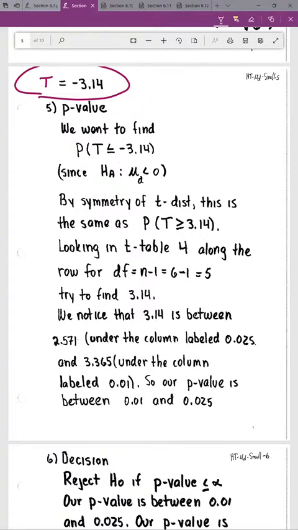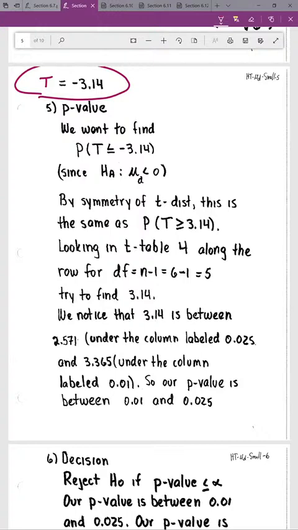So by our symmetry of the t distribution, this is going to be the same as the probability of t being greater than 3.14. So by looking at our t table along our row for our degrees of freedom n minus 1, which is equal to 6 minus 1, which equals 5, we're going to try to find 3.14. Notice that 3.14 is between 2.571 under our column labeled 0.025 and 3.365 under the column labeled 0.01.